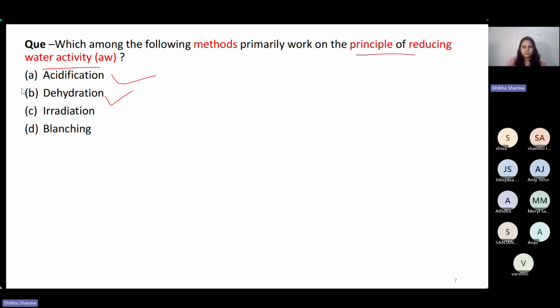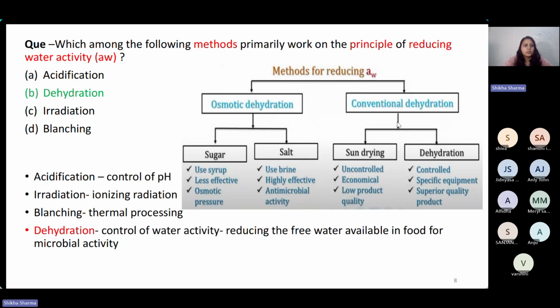So Anju is saying B, which is dehydration. Shiva also saying B, and Jitnyasa also saying B. So we got three answers as B. Let's see the correct answer. So they all are correct. So dehydration is the correct answer.